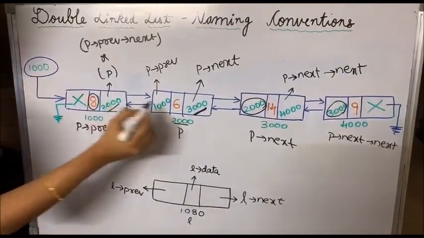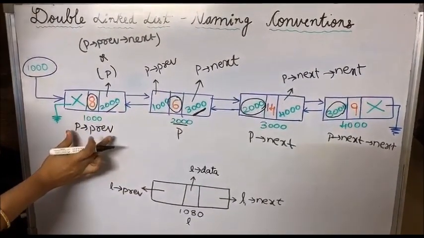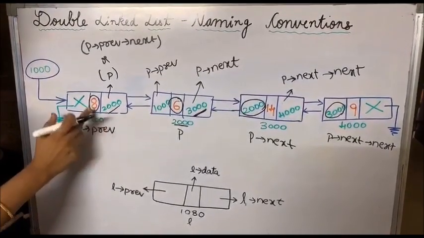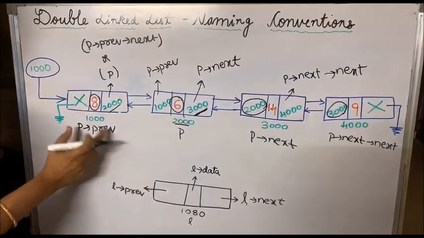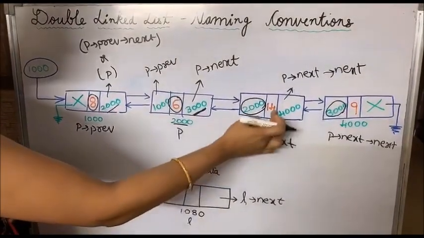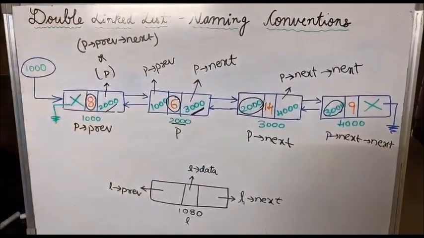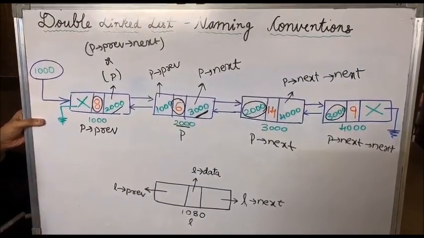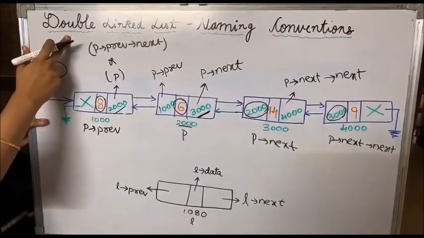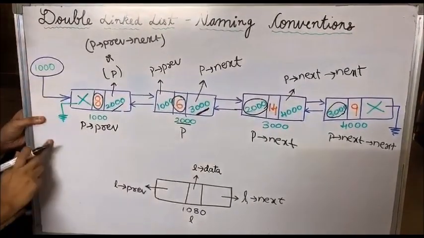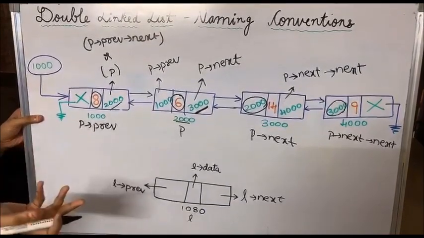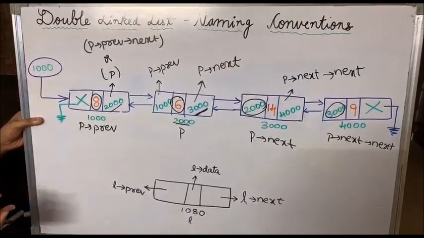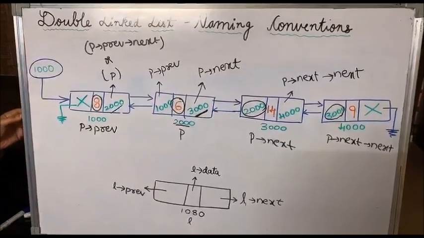But when coming to the middle field, data, always we should refer with the node name. Node name is here previous, so data field name will be P previous data, P data, P next data, P next next data. Okay, this is the naming convention for double linked list. So while we are performing operations on this double linked list, we need to know the naming conventions clearly, so that it will be very easy to write statements for insertion and deletion operations. Thank you.